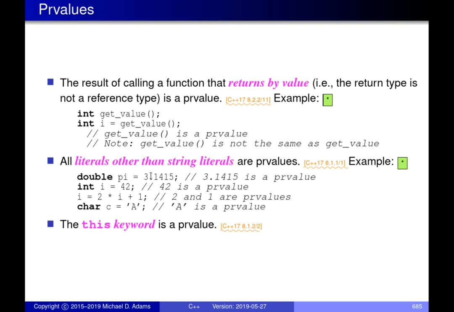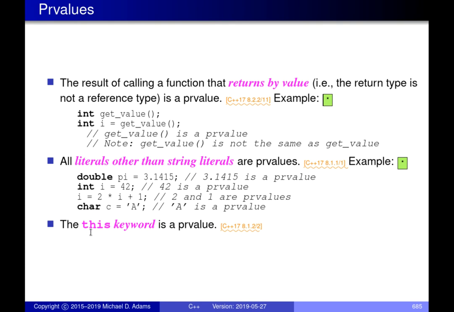So for example, 3.1415 is a pure R value. 4.2 is another literal. We have a literal of type int here, 2, another literal of type int here, 1. 'A' is a character literal. So these are all pure R value expressions. All of these things can be used to initialize objects, right? This is one of the properties of pure R values: they can be used as an initializer for an object. So I can certainly initialize a char with 'A', and so on.